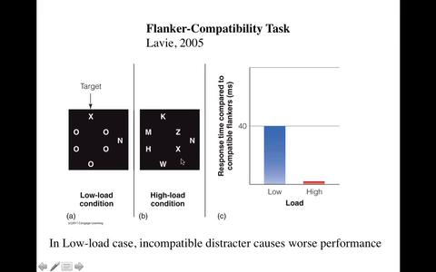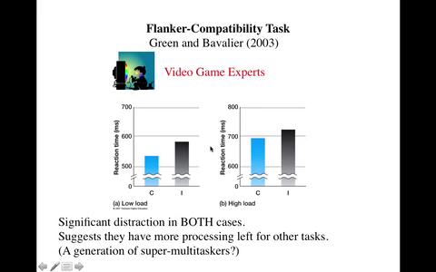Whereas in the high load condition, because so much attentional resources were being paid to the central task, it seems very little was left over for the unattended information. So in this case, the flanker does very little and doesn't really reduce performance. The exception to that, as we said, was video game experts who showed significant interference in both the high and low load tasks. So they were getting interference even in a high load case, and that suggests that they perhaps have ability to process information outside the focus of attention because they have more processing resources that are left over for other tasks.